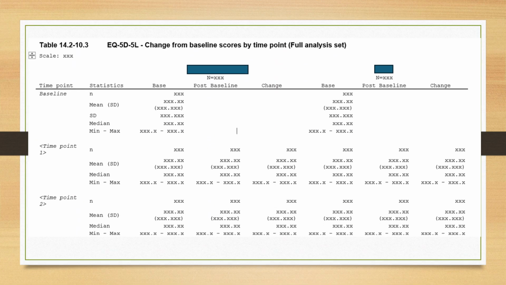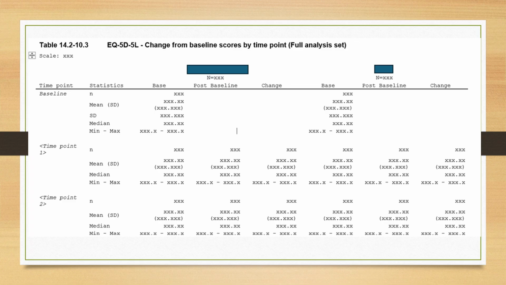Now, before we see Rule number 6, let's see what this mock shell table is showing. Please note that for data confidentiality, I have masked the treatment arms for this mock shell. This mock shell is capturing the change from baseline scores by time points for the EQ5D5L questionnaire form. Please note that the time points which we have to display are the baseline and all the respective time points, say time point 1, time point 2. And based on your study, the time point 1 and time point 2 values can be 1 hour, 2 hour, 6 hour, and so on.